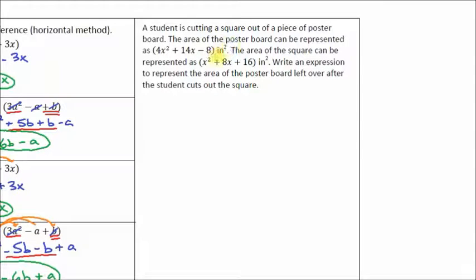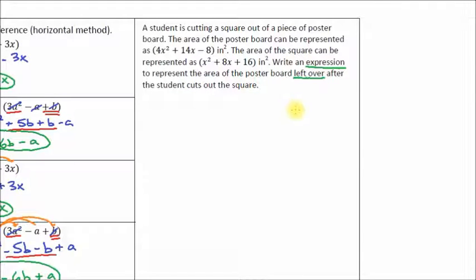Remember, class, area is always in squared units. The area of the square can be represented as x squared plus 8x plus 16. When they talk about the square, that's the square he's cutting out. And it says, write an expression, remember it's not going to have an equal sign, write an expression to represent the area of the poster board left over after the student cuts out the square.